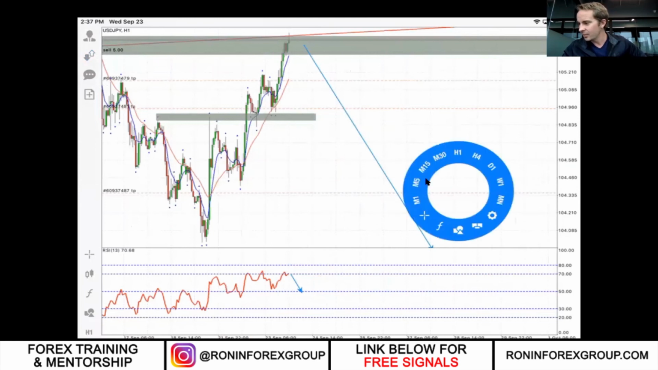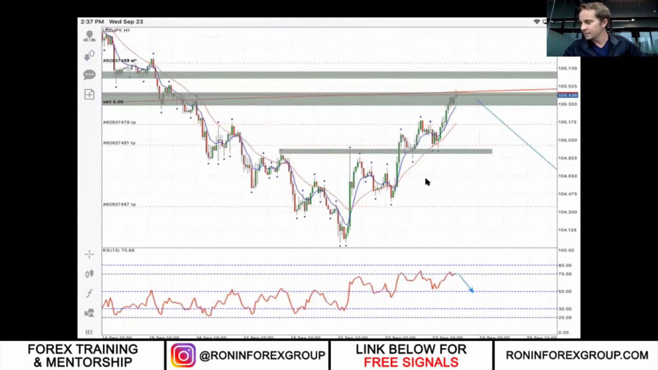And it's looking good. We're getting some resistance here. So let's hope this pans out.